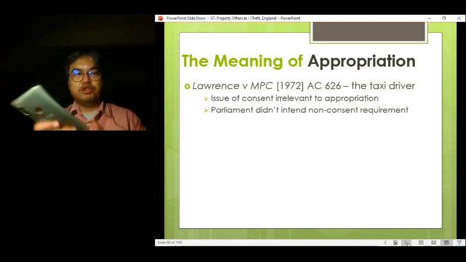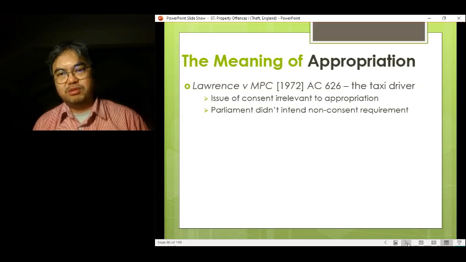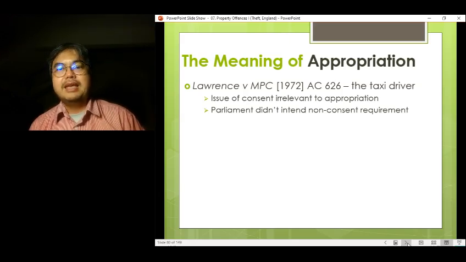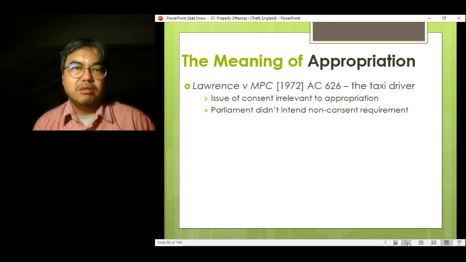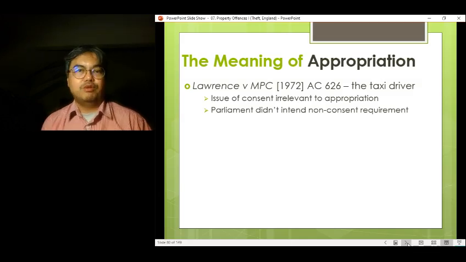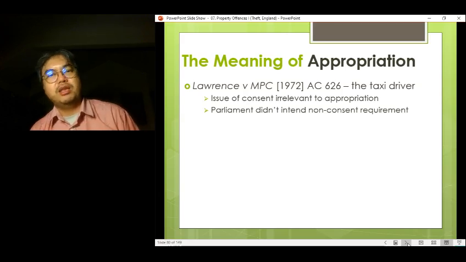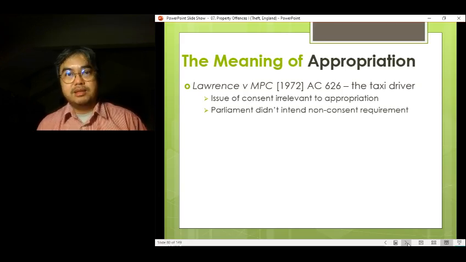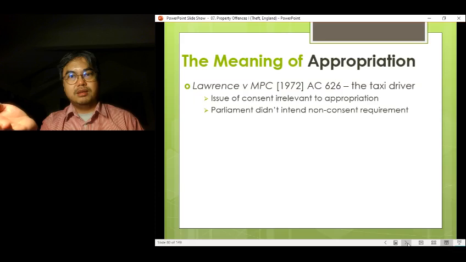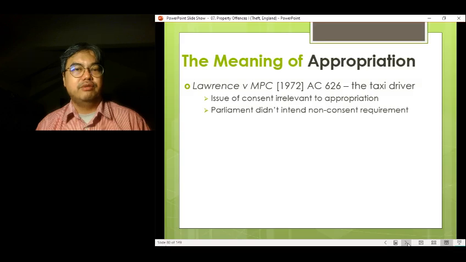So, like I said, you want to use my phone? Sure, you can use my phone. You have my permission to use my phone. And then you use it. Now, the law says that you are appropriating my phone. You have appropriated it, and as long as you're using it, you are appropriating it. Doesn't matter whether you can say that he consented to it, because the issue of consent is not relevant if you look at section 3 itself.